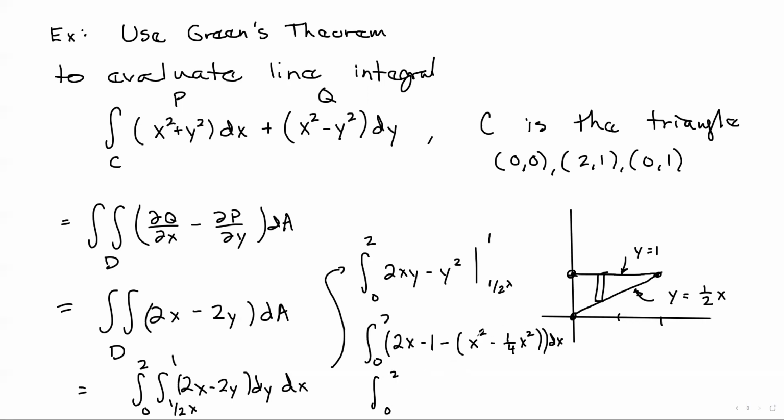What do we got? This is 4/4 x squared minus 1/4 x squared. So we get 3/4 x squared. So we got 2x minus 1 minus 3/4 x squared, and that's dx.